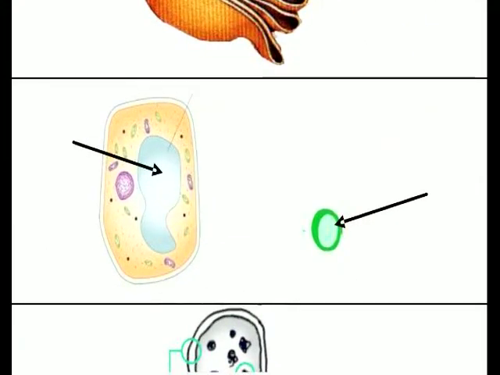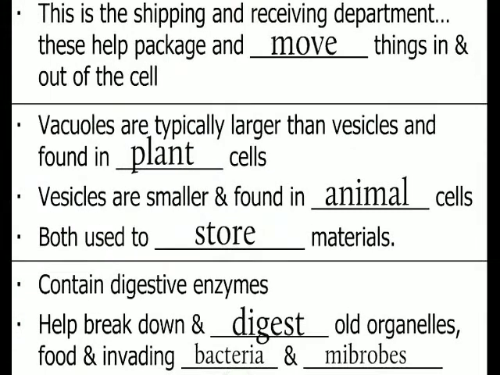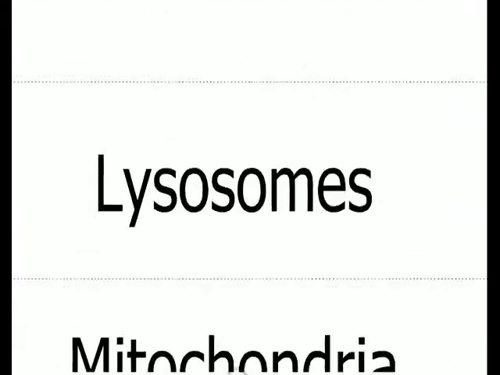Then we've got vesicles and vacuoles. They're storage compartments inside the cell. Vacuoles are usually larger than vesicles, and they're usually found in plant cells, although vacuoles can be found in animal cells as well. Vesicles are smaller and are usually found in animal cells, although vesicles can be found in plant cells as well. They're both used to store things. Most of the time they're used to store water.